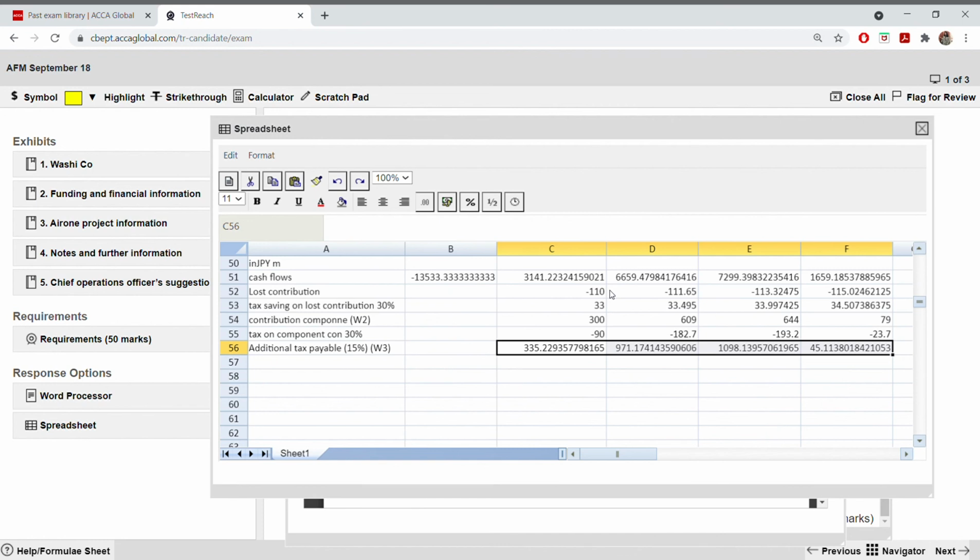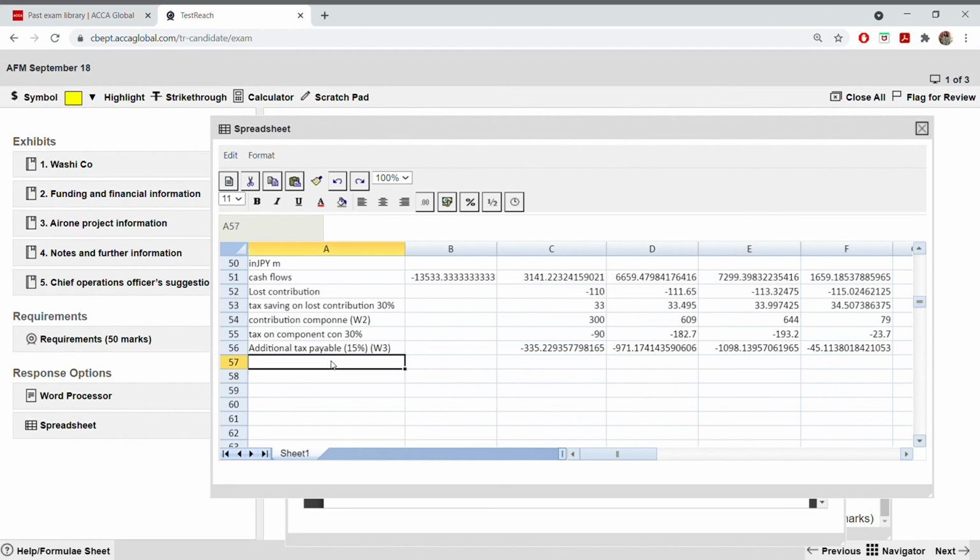When it takes the values, this has to be in minus. Or you can just add a minus in front of it. So once you put a minus, because it is tax, additional tax will be deducted. Now what next? Net cash flows. Net cash flows, just take the sum and take it.